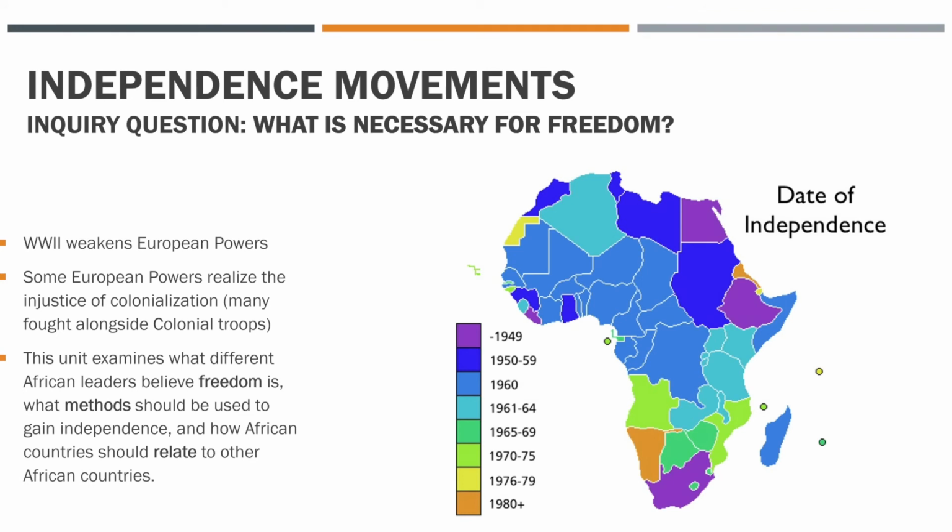And so this unit is really going to dig in to what African leaders believe freedom is, what methods should be used to gain independence, and how African countries should relate to other African countries. That's really what this unit is going to be all about. As you can see here on the map, different countries gain independence at different dates, and it's this independence movement that we're really going to look at.